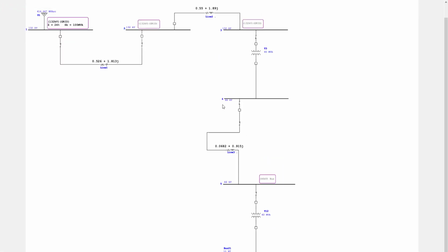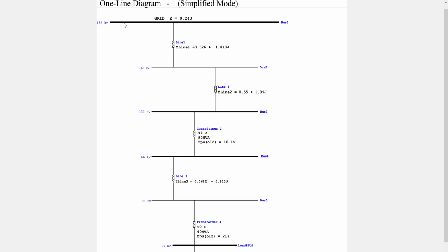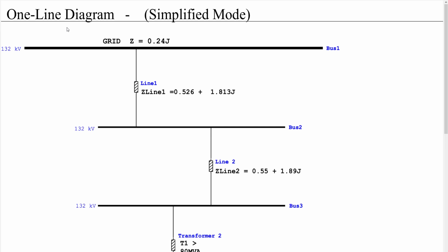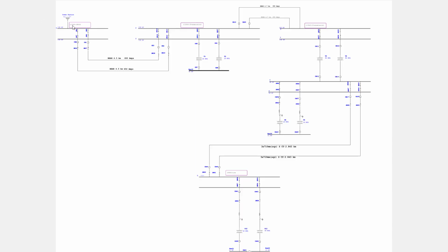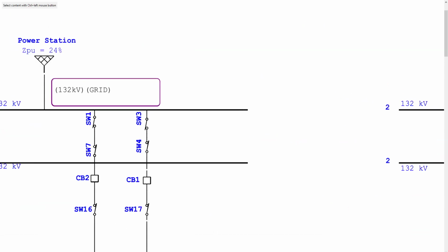Okay, so we can still simplify this diagram to make it more readable. You can see there's an up and it's going downstream. So we can basically reduce it to something more easily readable, something like this. So we now have our one line diagram simplified. As you can see, we still have our 0.24 j, which is the internal impedance, as we've said, of the power station, this power station here.